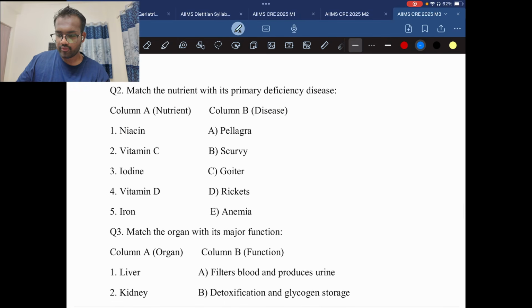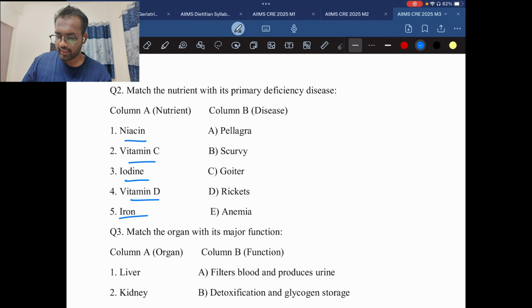The next question is match the following: niacin, vitamin C, iodine, vitamin D, iron. We'll check the answers here: pellagra, scurvy, goiter, rickets, anemia. As you can see, niacin is related to pellagra. We have the answer here.